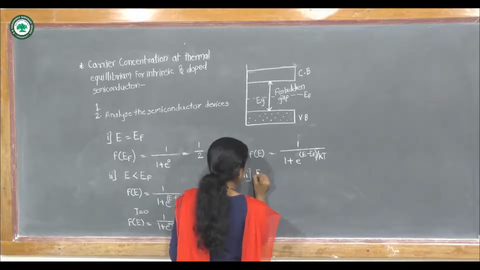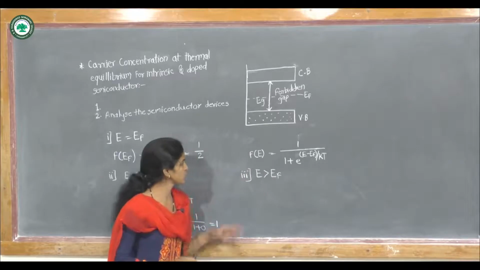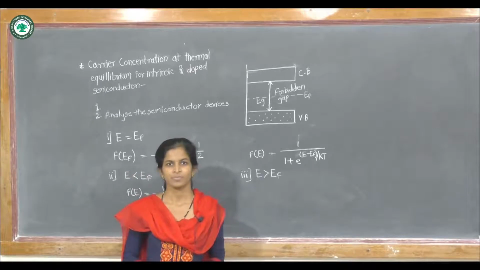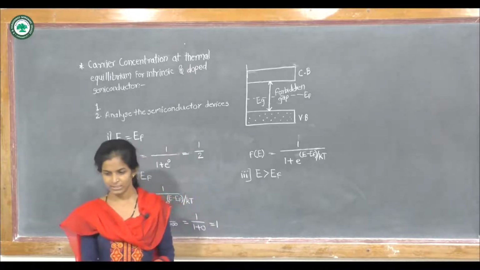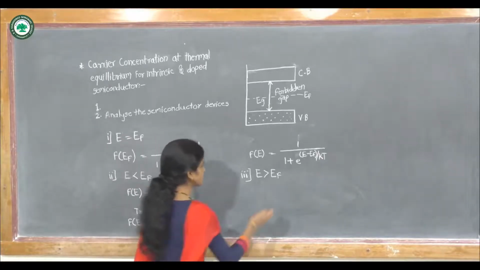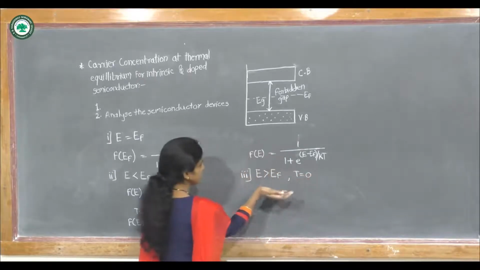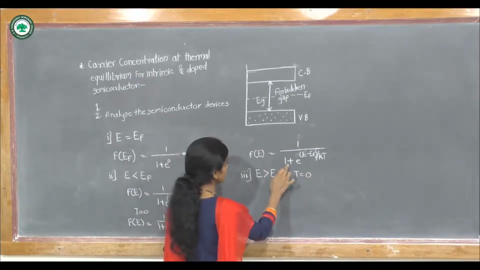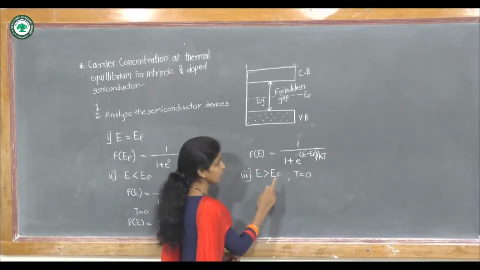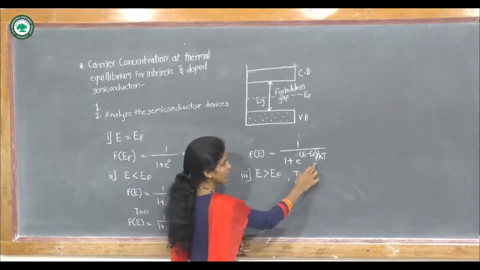Which is E greater than EF, and as we know, the Fermi distribution function is given by f of E equal to 1 upon 1 plus e raised to (E minus EF) upon kT. For this case also we consider T equal to 0. So by putting these two conditions in the Fermi distribution formula, we get f of E equal to 1 upon 1 plus e raised to some positive value, because here E is greater than EF, upon 0.